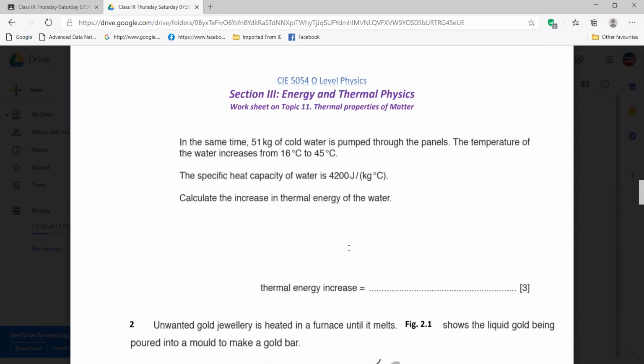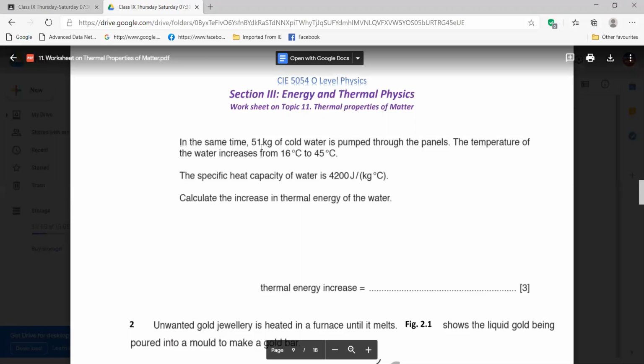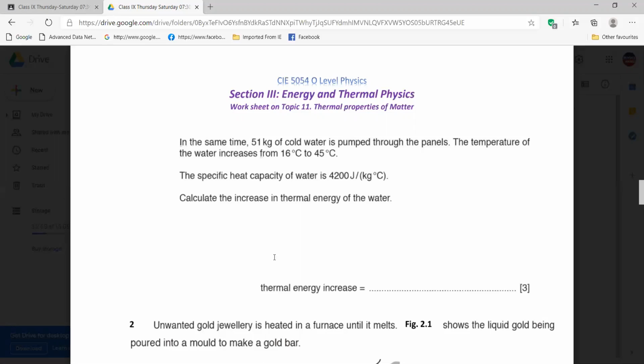Sir, can I go to the next question? How much did you get here? MC del theta. Sir, what is the M, sir? M is given here. You don't see here? M is the mass, 51.